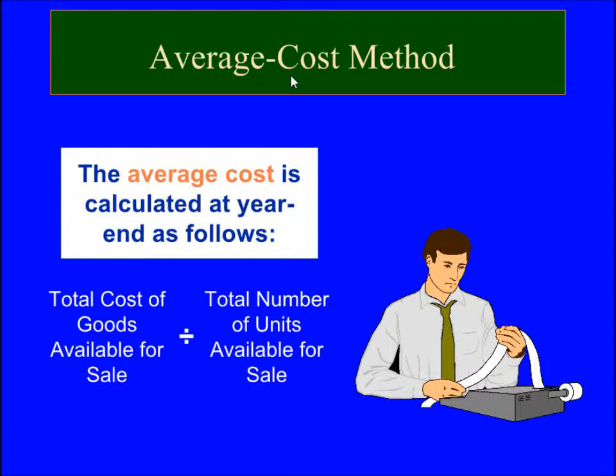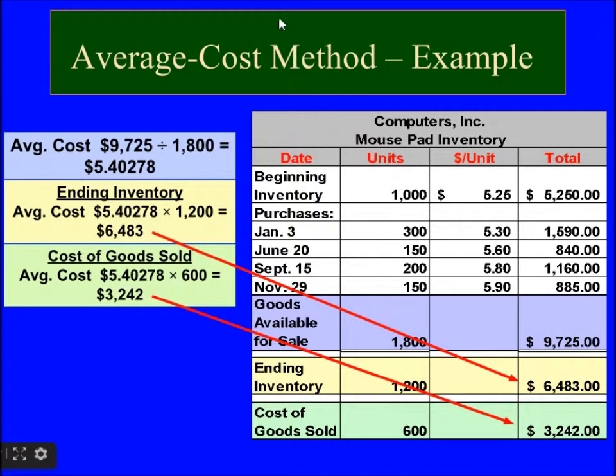Average cost method. The average cost method is calculated at year end as follows: total cost of goods available for sale divided by total number of units available for sale. So this is just an average calculation method which you might know. Average cost method example. Using the same example, how can we calculate the cost of goods sold? Goods available for sale is already given. Ending inventory can be calculated by using the average cost method.